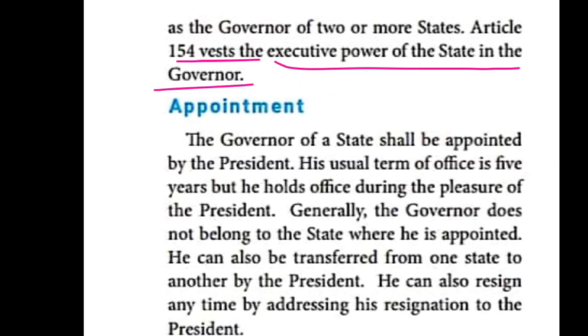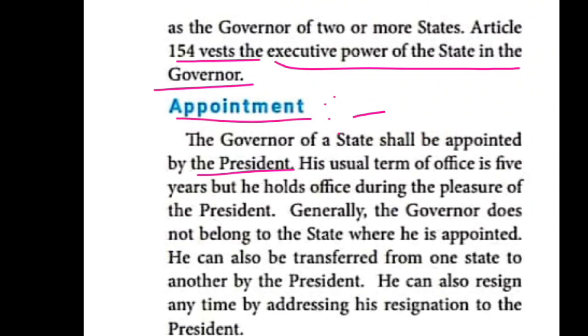So who is appointing the Governor? The President is appointing the Governor. In your book it is given, children. You can clearly check it on page number 260.